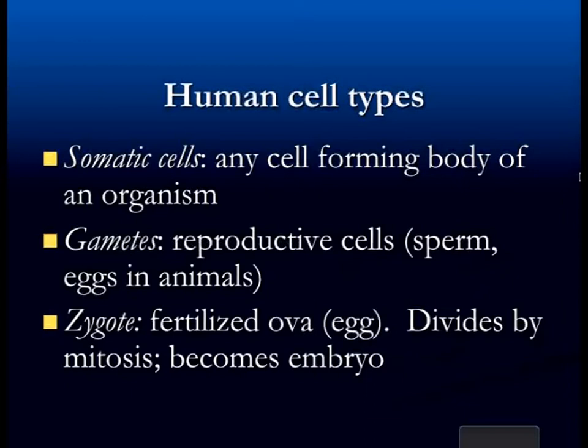So these are just some basic categories of cell types you're familiar with. So zygote refers to fertilized egg, and that's why when I showed you those twins in the last class, I said they were dizygotic, meaning they came from two different eggs as opposed to one. Identical twins are monozygotic, meaning they come from a single egg.